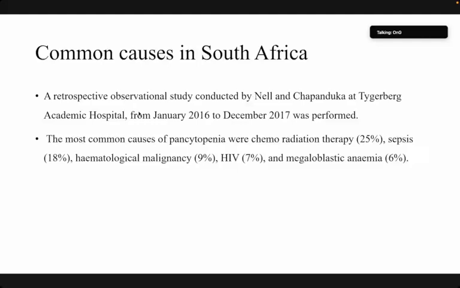In terms of South Africa, common causes, a retrospective observational study conducted by Neil and Chapanduka at Tygerberg Academic Hospital. This was done from January 2016 to December 2018. And they found the most common causes were chemo radiation therapy, which was 25%, sepsis at 18%, hematological malignancy at 9%, and HIV was 7%, and megaloblastic anemia at 6%.